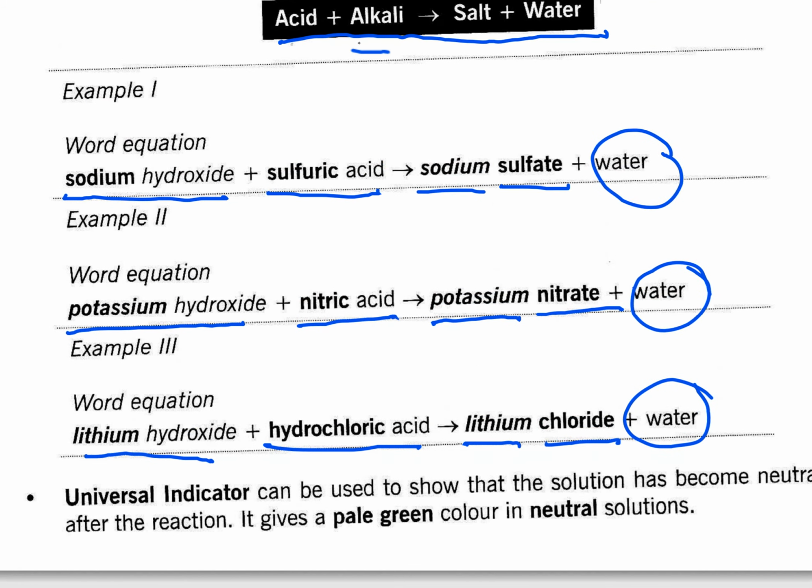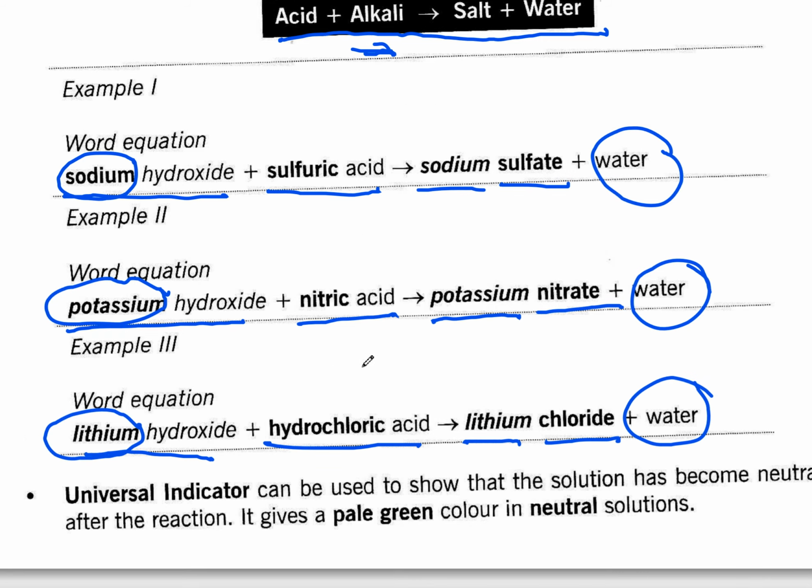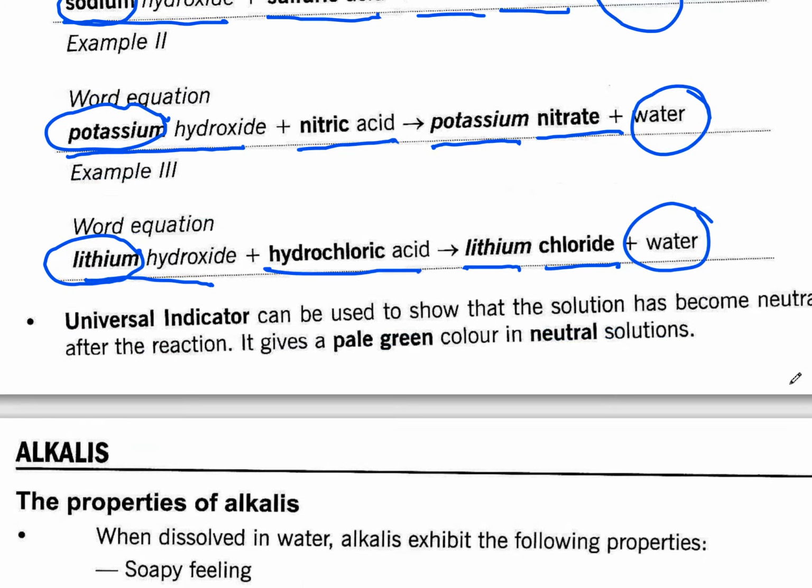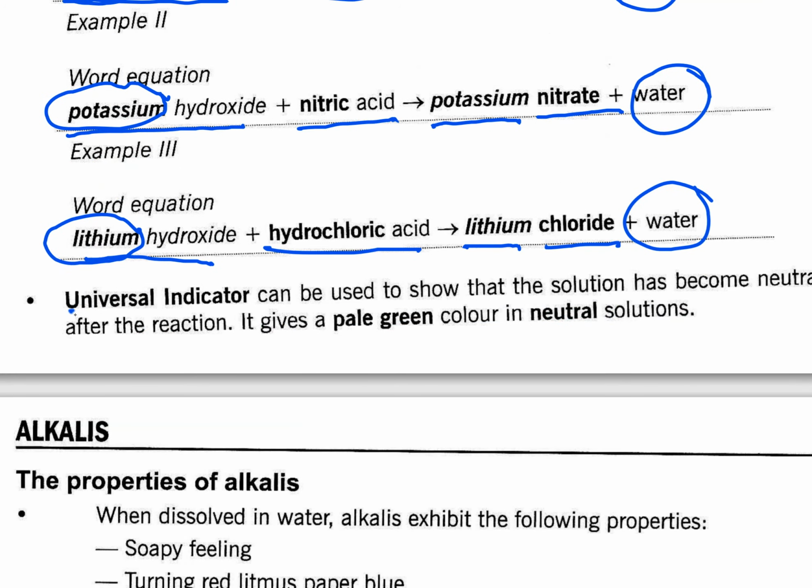An alkali is a metal oxide or a metal hydroxide. So sodium is a metal, so sodium hydroxide is a metal hydroxide. It is an alkali. Potassium hydroxide is a metal hydroxide. It's an alkali. Lithium hydroxide is a metal hydroxide. It is an alkali. Now, the universal indicator gives different colors under different acid or alkali conditions.